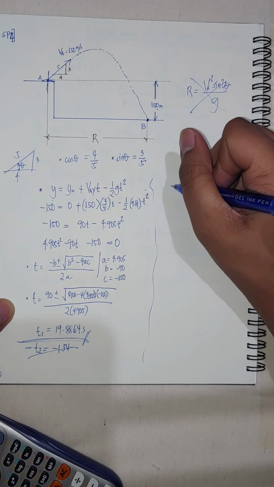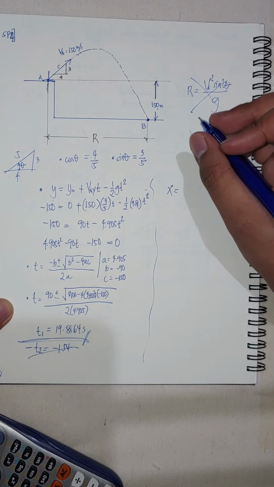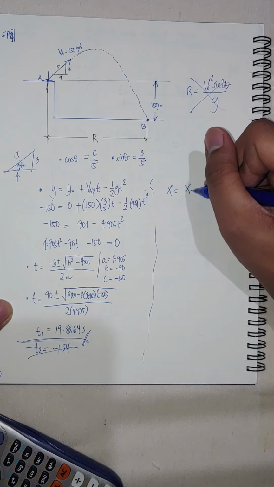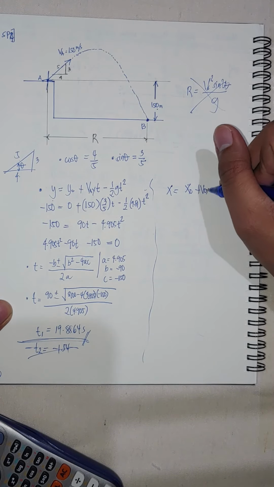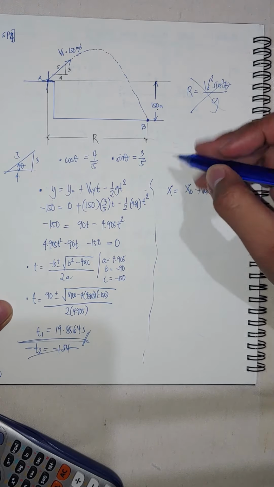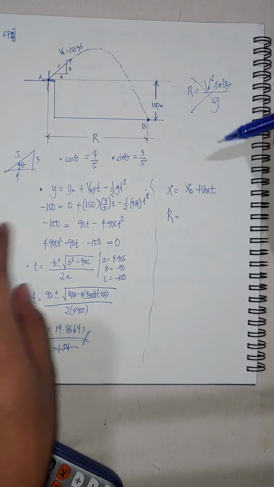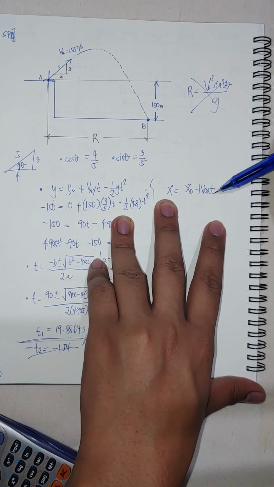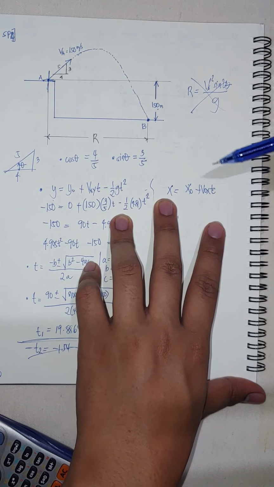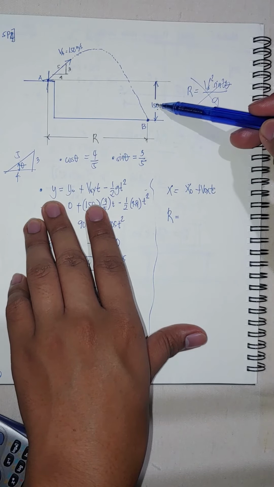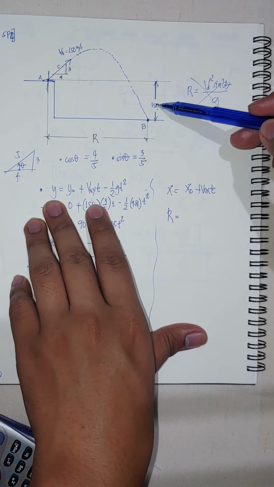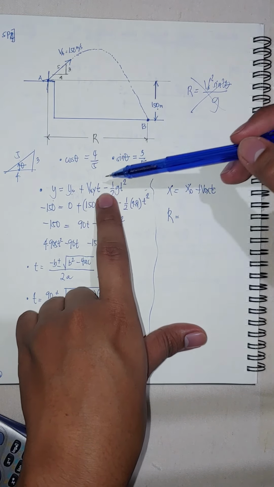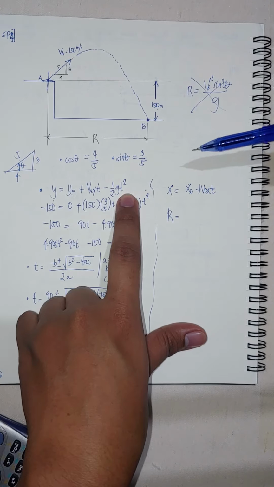So we can now use the horizontal component equation for the projectile. So x equals x naught plus v0x times t. This is our R. If we had used this earlier, we would not know the range and we would not know the time. But we used y, so we already know the final position and the initial position. We can solve for the vertical component of the velocity, and then the only unknown is t, the time.